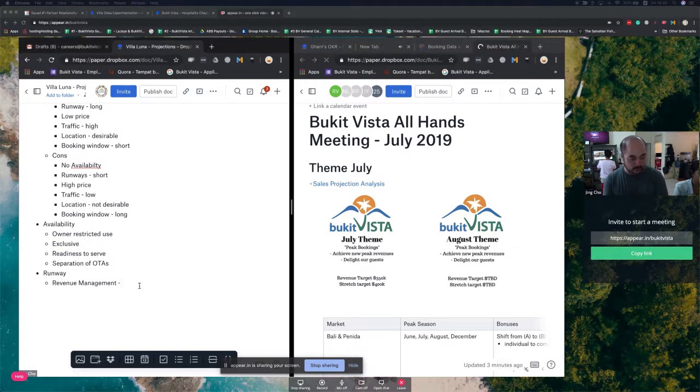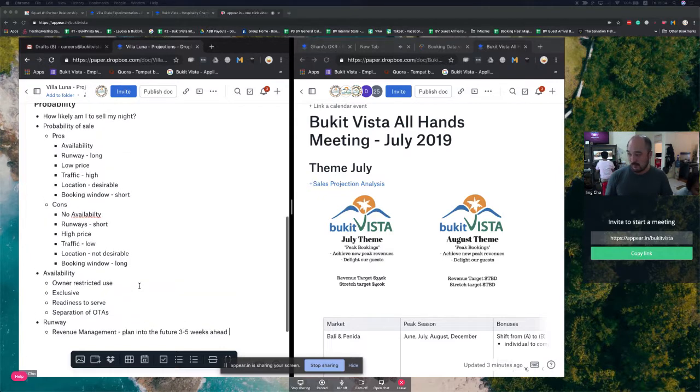So revenue management needs to plan into the future, probably 3 to 4, 5 weeks ahead. This is not really the projection, but this is just a relationship that you have with revenue management. And know that revenue management needs to have this in order to increase the probability of selling that room. But what is our part as a market builder? Your part is, I guess, just give us that runway. If we have that runway, then we're good. In terms of market building, I don't think there's too much. If you give us availability, then we have the runway, right?